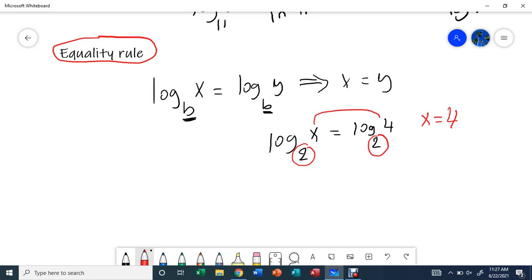Another rule which is good to solve equations is going back and forth between log expression and exponent expression. So it's log base a of n equal x. That's equivalent to a to x equals n.